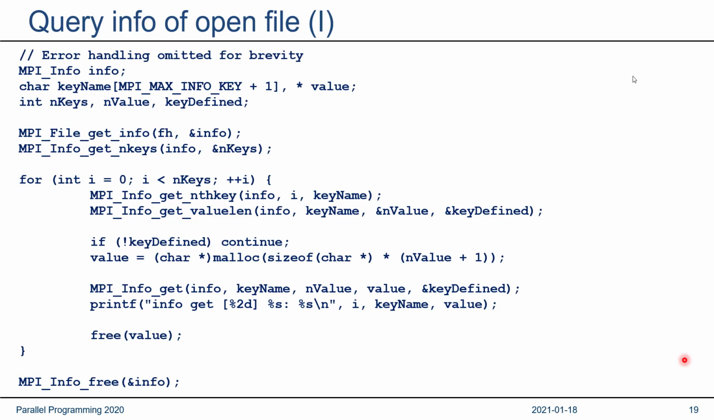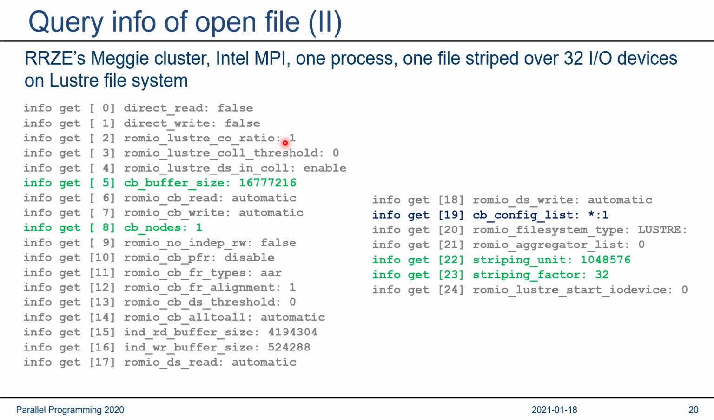For reference, I included here a program fragment that queries the info of an open file. It takes an open file, gets hold of all the key value pairs and prints them. So this is what you could get. You can go over the details at your leisure. Some interesting info we see here is that the collective buffering size is 16 megabytes and 1 node is used. The striping unit is 1 megabyte and the striping factor is 32. So these are the settings that are applicable to this file.